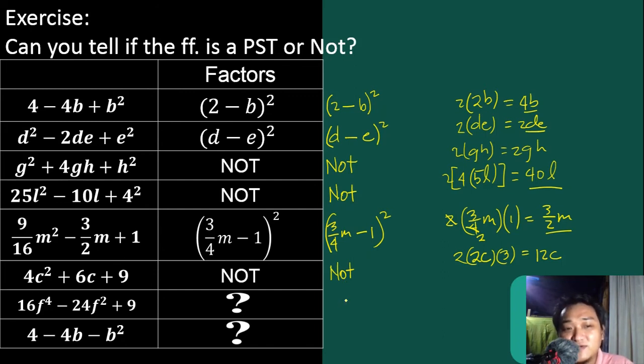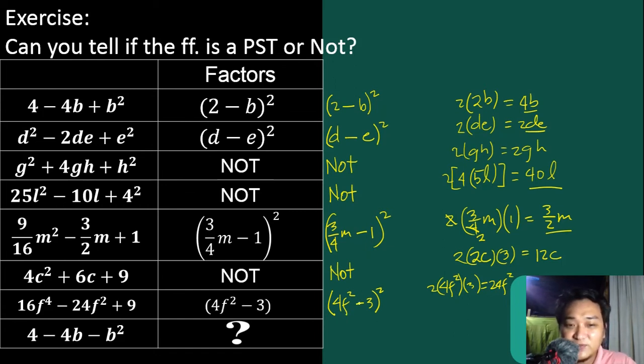16f to the 4th minus 24f squared plus 9. So, what is this? The square root of the first term is 4f squared. The square root of the last term is 3 times 2. That will be 4 times 2 is 8 times 3 is 24. 24f squared. So is this a perfect square trinomial? Let's see. Okay, so it is a perfect square trinomial because of the middle term. Nagja-jive siya doon sa ating method of checking. So therefore, the factor will be 4f squared minus 3, or the quantity 4f squared minus 3 squared. So check natin kung tama tayo. Okay, 4f squared minus 3 squared.